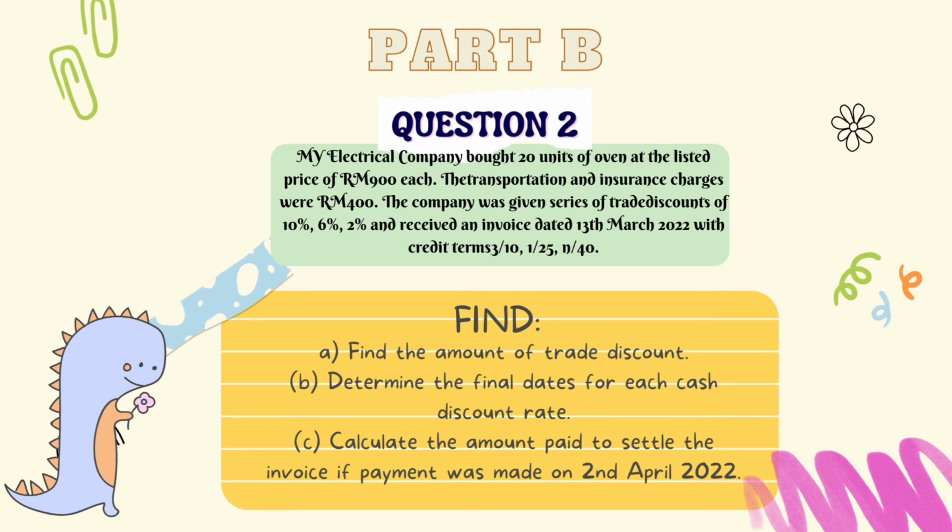This price is RM900 each. Total units of oven is 20. Transportation and insurance charges were RM400. Trade discounts 10%, 6% and 2%. Credit terms 3% for 10 days, 1% for 25 days.